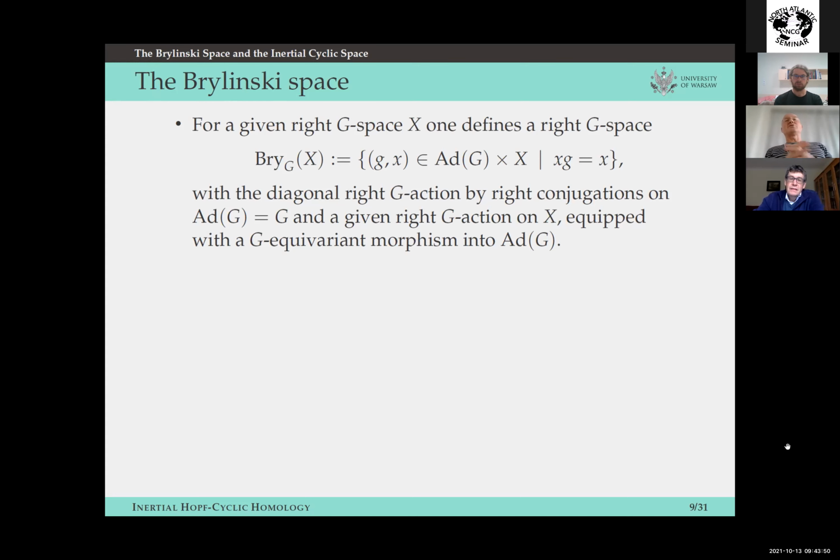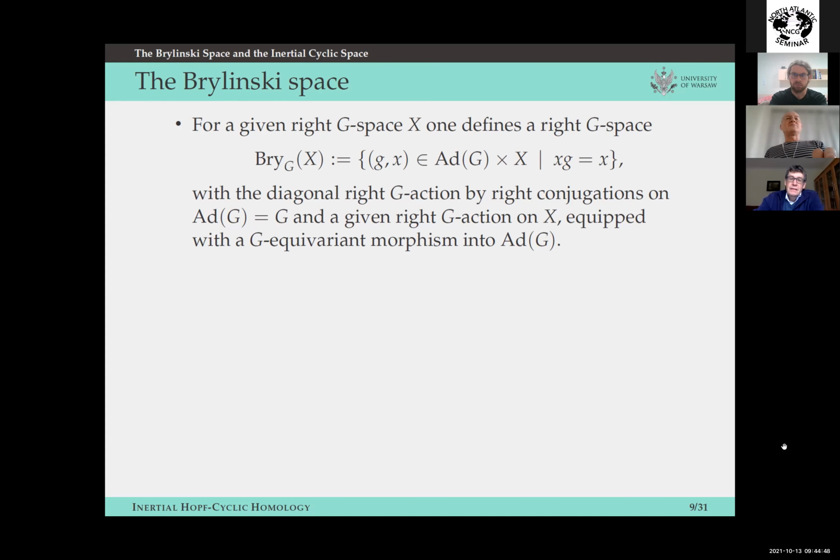This is related to some very nice construction. There's an object which measures how far this action is from a free action. This is called the Brylinski space, and it consists of pairs, a point X and a group element stabilizing this point, where we regard both the space X and this group as G-spaces, by the original action of G on X and the right adjoint action on G. In this way, we obtain a G-space equipped with a diagonal action.